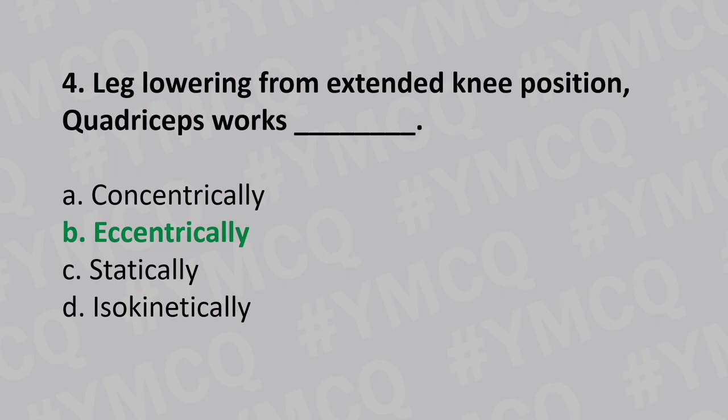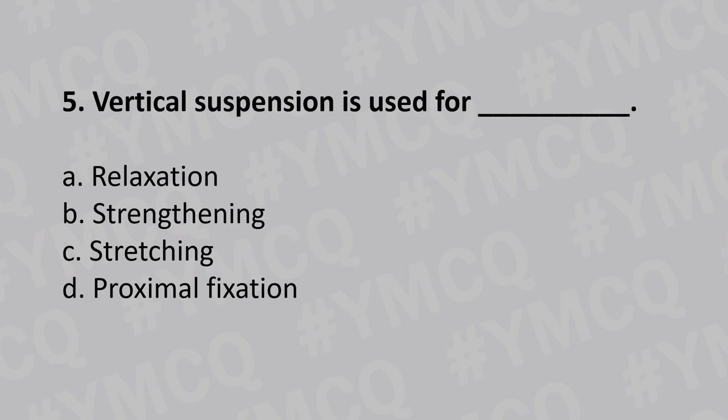Vertical suspension is used for dash. Option A, relaxation. Option B, strengthening. Option C, stretching. Option D, proximal fixation. And the answer is option D, proximal fixation. Moving to our sixth question.